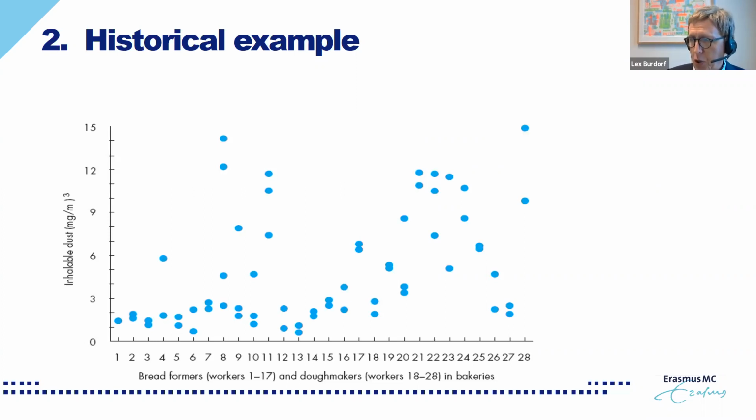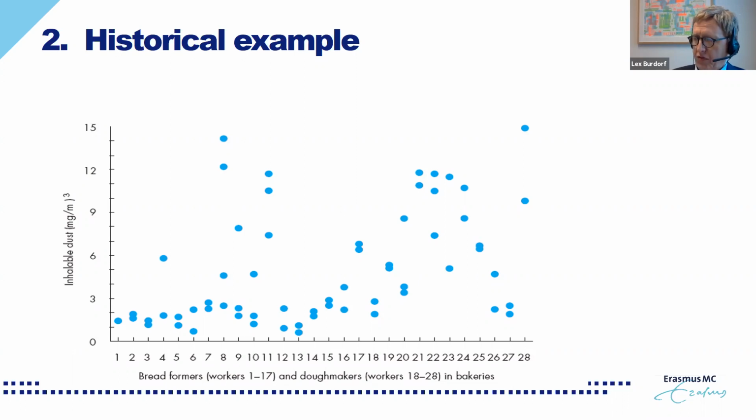And this is just a snapshot of the information we had available. So we had the different jobs, and I'm focusing now on a few jobs only. We had the bread formers, and we had the dough makers. And you see in some workers, we only had one measurement, and in some workers, we had two measurements. If you look at worker 1, we have one measurement, worker 2, we have two personal measurements. And then if you look at worker 8, there are actually 4 measurements, and there is a huge difference because some measurements are close to the level of 15 milligram per meter cube inhalable dust, which is actually quite high.